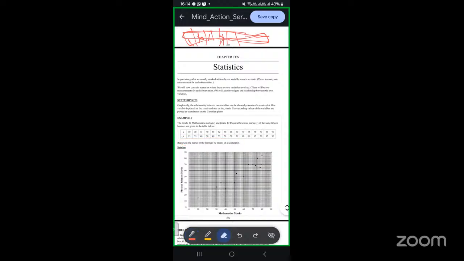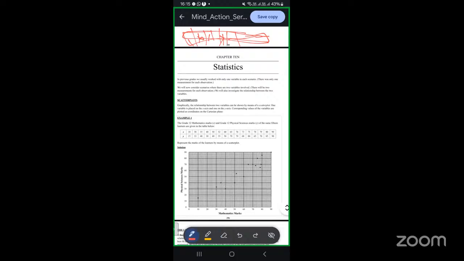So like they said there, when you use the scatter plot to represent something, you take one variable and put it on the x-axis, you take the other variable and put it on the y-axis. Here they made things simple for us because they already told us that maths is for the x-axis, and y is going to be physical sciences. So we are just going to sketch.